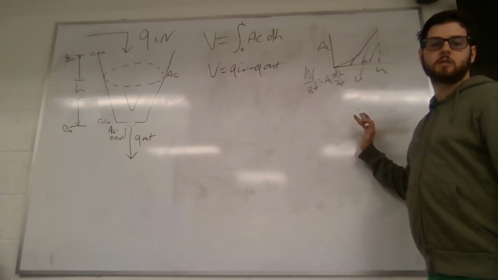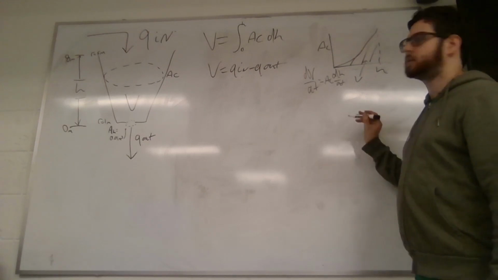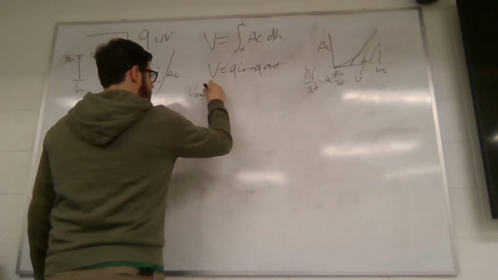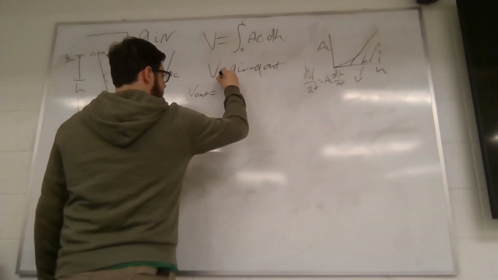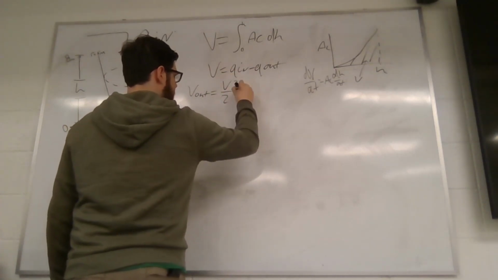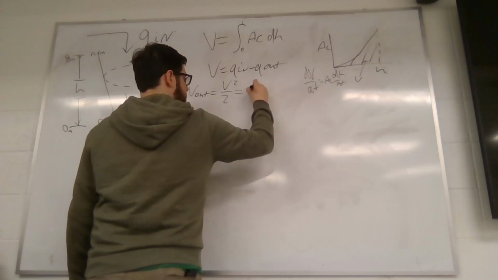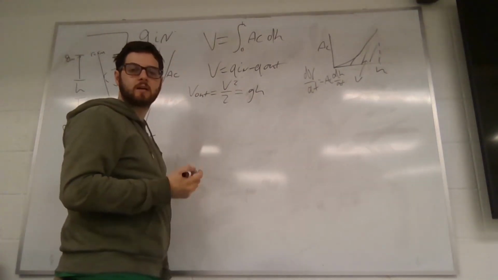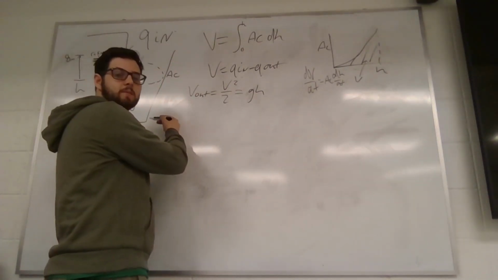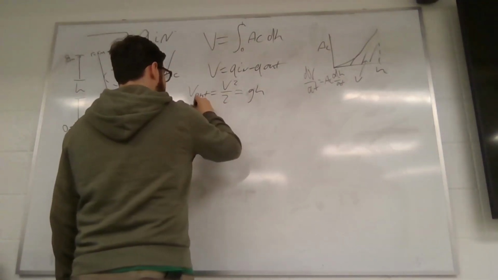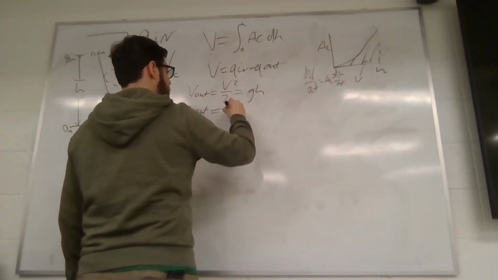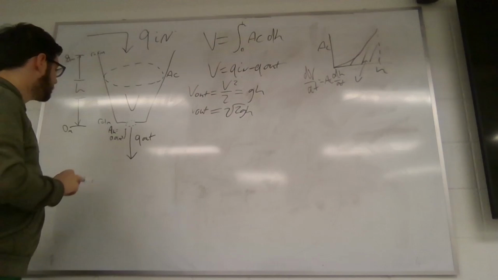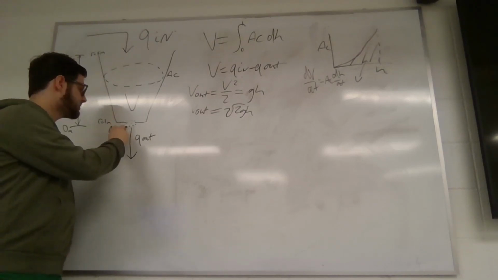With that relationship established, we can then determine from Bernoulli's equation that V squared over 2 is equal to gH, gravity times height, because that's how much pressure is at the bottom of the tank. Solving that out means V out is equal to the square root of 2gH.